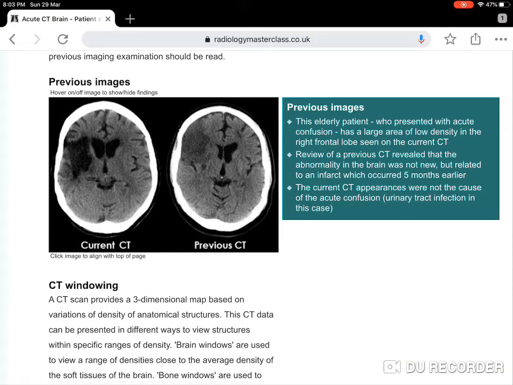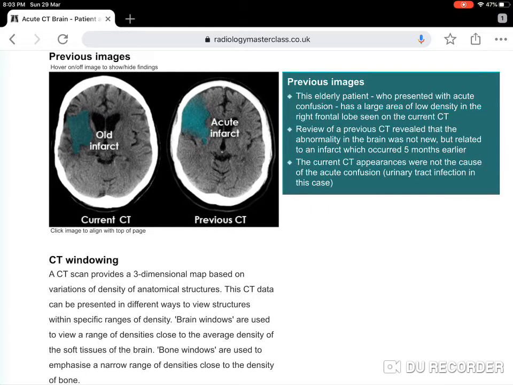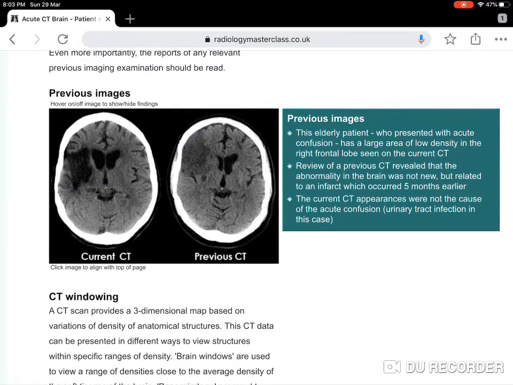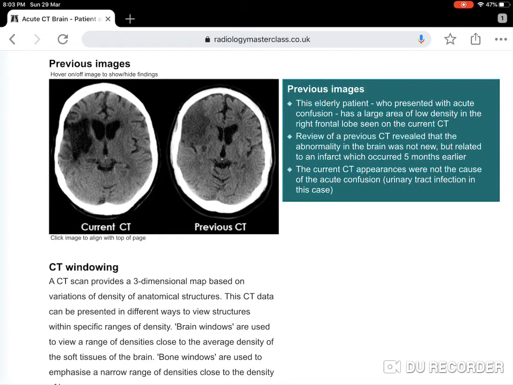Now I'll discuss some CT scans of acute brain injuries. This elderly patient who presented with acute confusion has a large area of low density in the right frontal lobe seen on the current CT. Review of a previous CT revealed that the abnormality in the brain was not new but related to an infarct which occurred 5 months earlier. The current CT appearances were not the cause of the acute confusion.